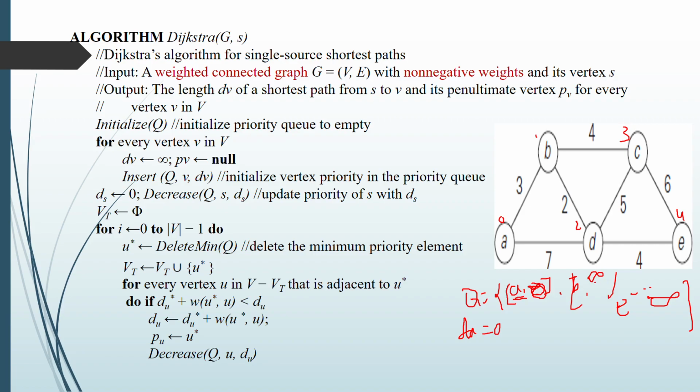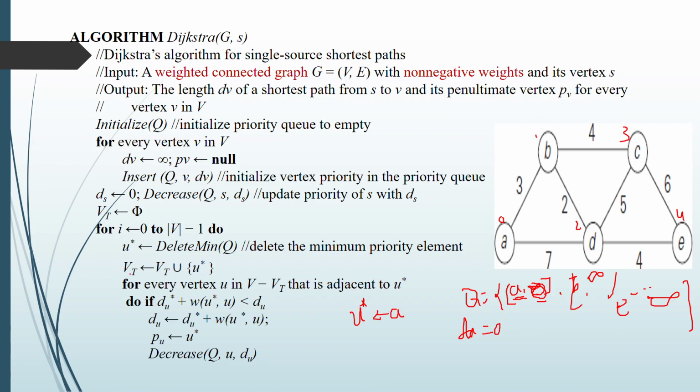So infinity means it is a very large value. So among all the infinities, 0 is the minimum. That value I'll remove now. After removing that, u star becomes what now? U star is now A.